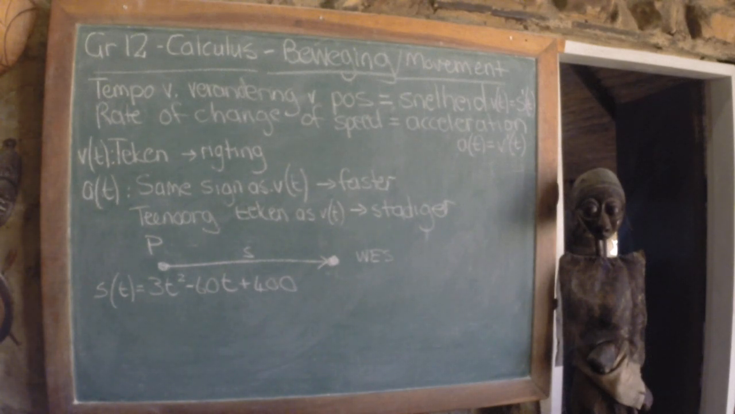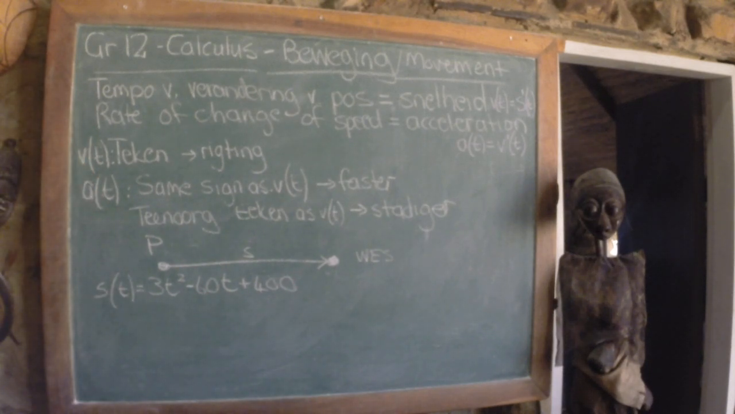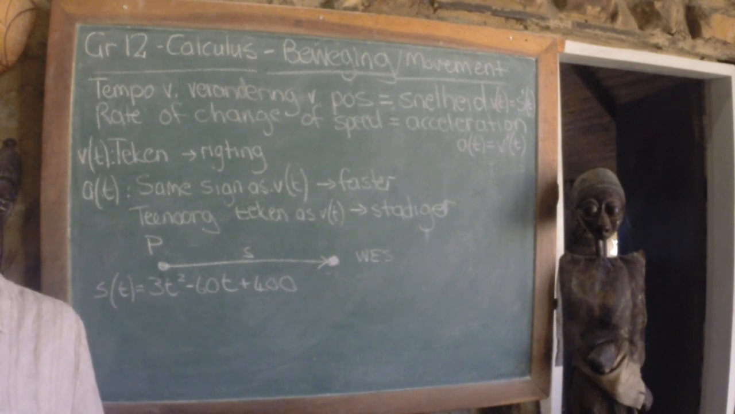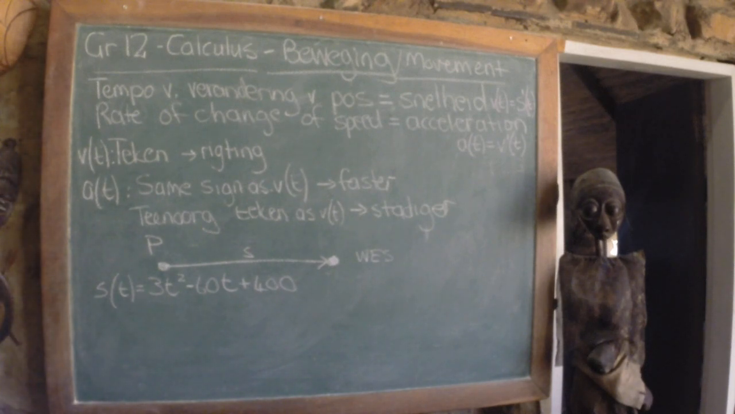Dan die deeltjie beweeg in 'n reguit lyn vanaf oos na wes. The particle is moving in a straight line from the east to the west and back. This particle is originally on the west side of P. Die deeltjie is oorspronklik wes van P. Die eerste vraag is, hoe ver is die deeltjie oorspronklik van P af? So what's the position of the particle at time 0?